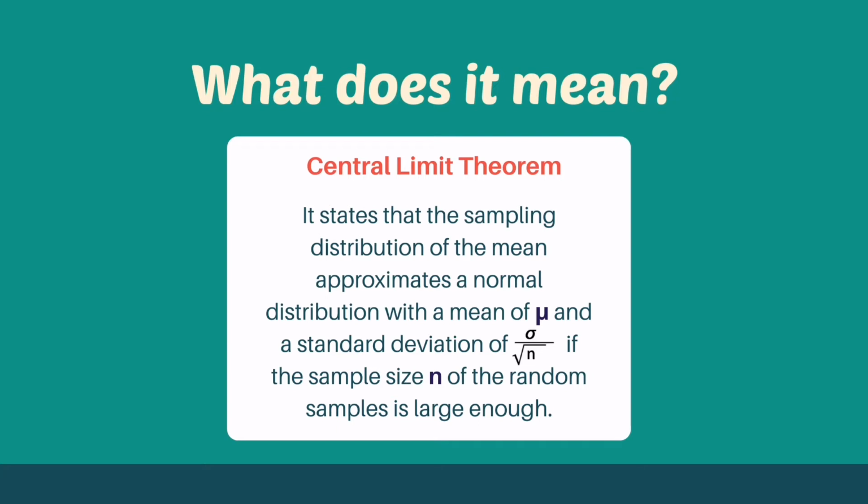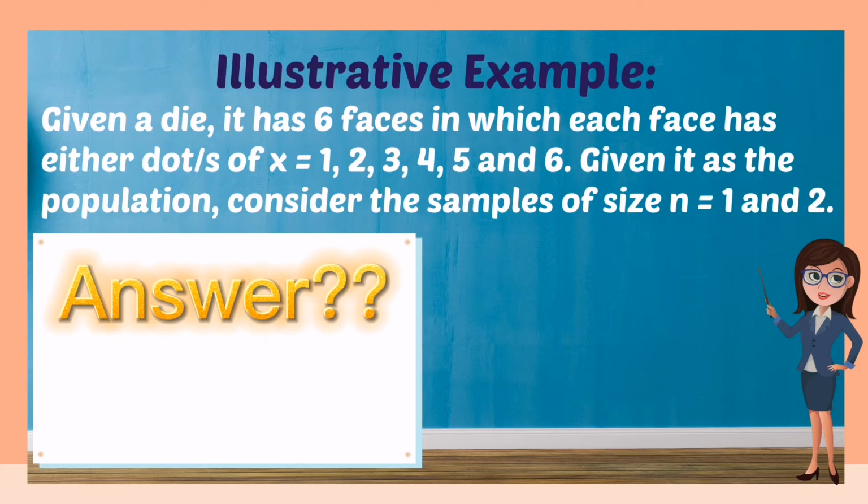So to know more about this, let us have an illustrative example. Given a die, it has 6 faces in which each face has either dots of x is equal to 1, 2, 3, 4, 5, and 6. Given it as a population, consider the samples of size n is equal to 1 and n is equal to 2. Given this illustrative example, let us illustrate the central limit theorem using the sampling distribution of the sample mean.